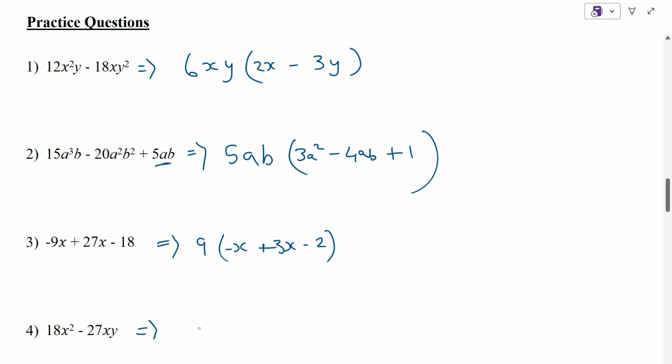For the final one, 9 is the largest number that goes into 18 and 27. And we've got x in this term and in this term, so we can include that. Y isn't part of this term, so we can't include it in the common factor. So 9 times 2 gives us 18. X times x gives us x squared. Minus 9 times 3 to give us 27. There's only one x, and we're going to add a y here. Okay, so these are the final answers for all of these questions.